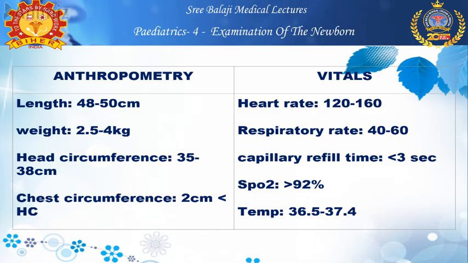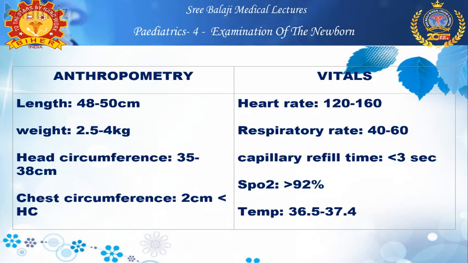Next measurement is head circumference. Here we measure the occipitofrontal circumference. From the occiput to the glabella, go around with the inch tape. It should be a flexible inch tape, not a metallic one. The normal occipitofrontal circumference is around 35 centimeter. Chest circumference is usually less than the head circumference, about 2 centimeter below the head circumference.